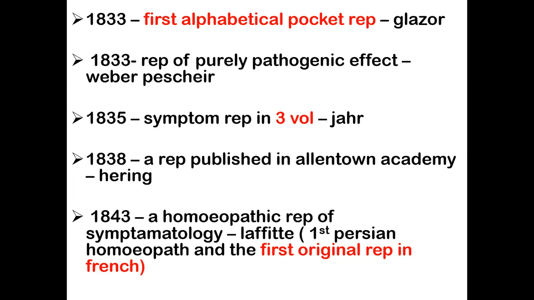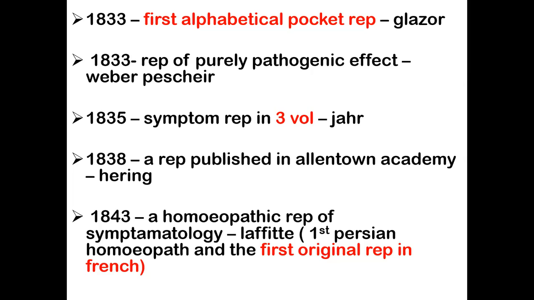Now in 1835, symptom repertory in 3 volumes given by Jahr. In 1838, a repertory published in Allentown Academy. This is again important. A repertory published in Allentown Academy by Master Hering in 1838. Many times the question is: a repertory published in Allentown Academy in this year, and by this author.